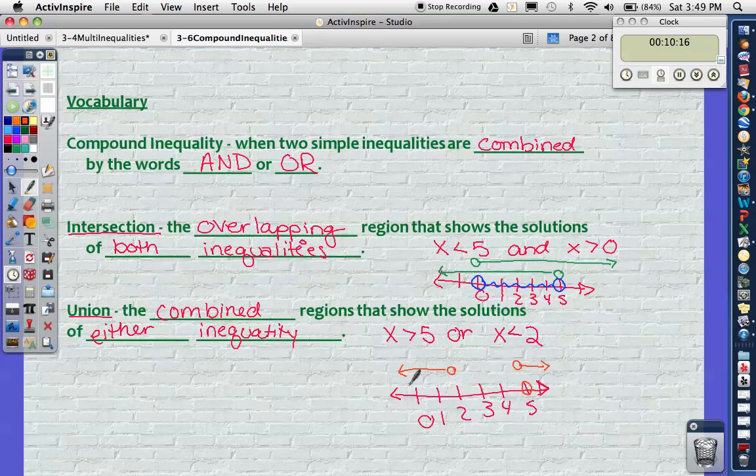There's no overlap, but that's okay because it's a solution of either inequality. So your final graph would look exactly like that. It only has to satisfy one of those characteristics. Okay? So again, this one ends up with two separate regions, whereas this one ends up with only the overlap of one region.